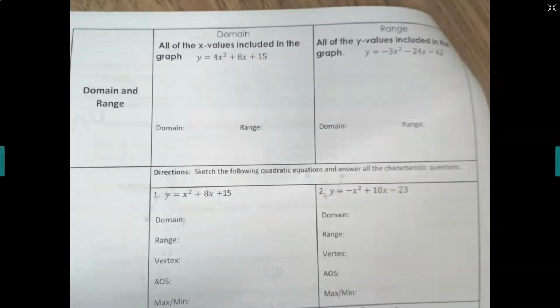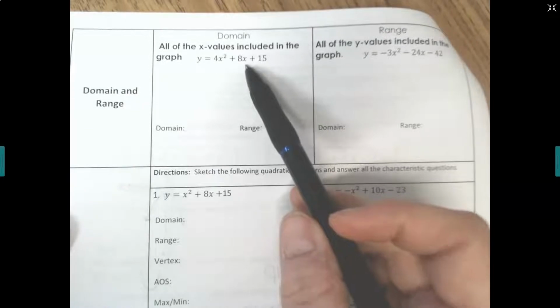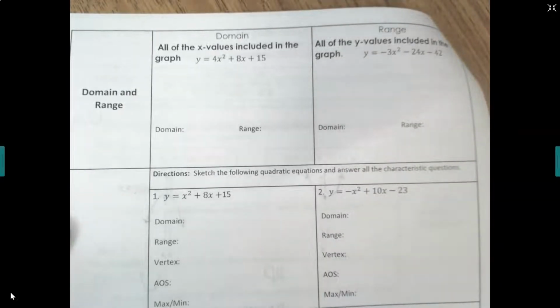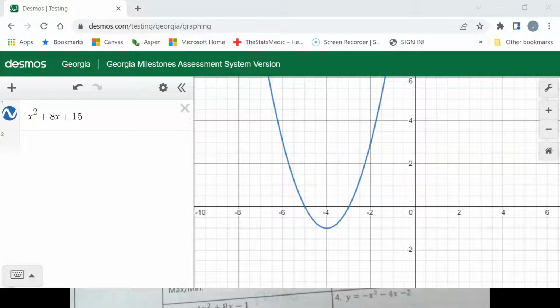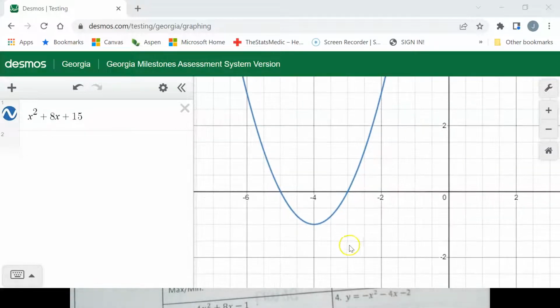Another thing I would like to remind you about is domain and range. So we're going to take a second, place this equation into Desmos and do a quick sketch of it, and then talk about the domain and range. All right, so I've placed the equation into Desmos, as you can see here. And here's our graph. You can always scroll in and out to help you see what's going on.